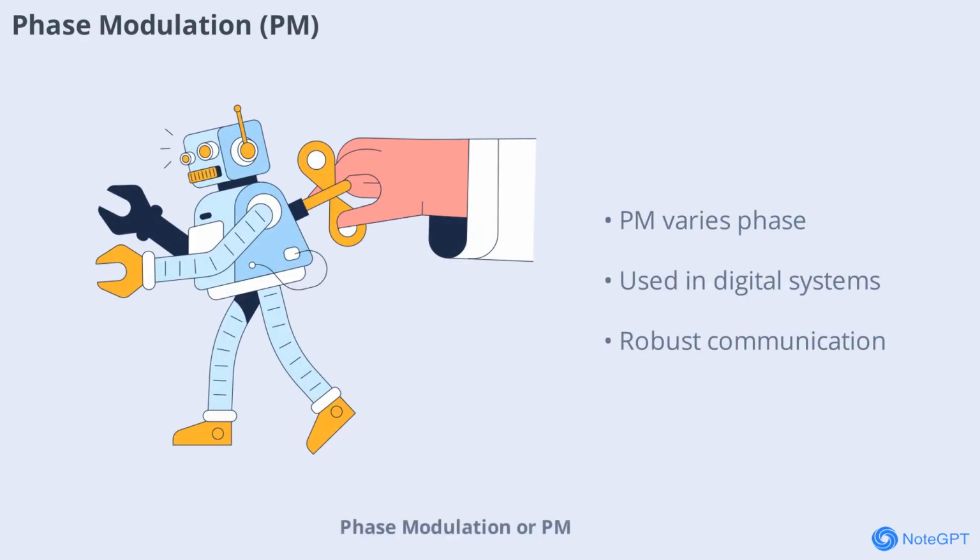Phase modulation, or PM, involves changing the phase of the carrier wave to encode information. While less common in everyday broadcasting, PM is widely used in digital communication systems. Demodulating a PM signal requires detecting phase shifts and translating them back into the original data. PM is often used in combination with other techniques to achieve robust and efficient communication, especially in wireless and satellite systems.